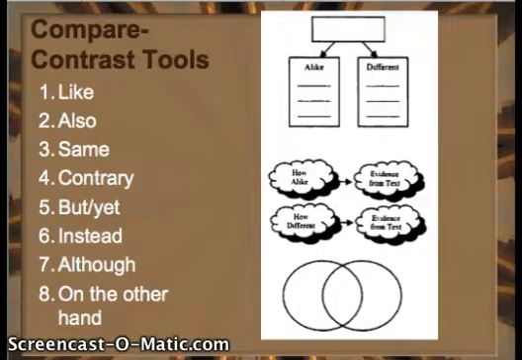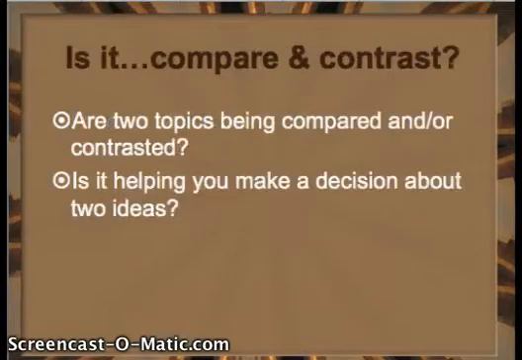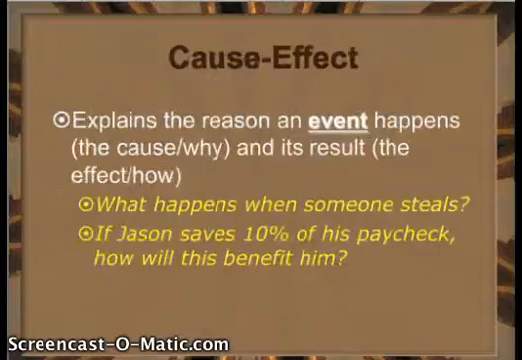The signal words that you could use are here on the left. Your graphic organizers could be a Venn diagram or a T-chart, for example, with the similarities on one side and the differences on the other side. You'll often see compare and contrast in product reviews, magazines, or news articles that are comparing products and giving you advice on buying them. So if you're reading something that's comparing and contrasting two topics, or it's helping you make a decision, it's probably compare and contrast.